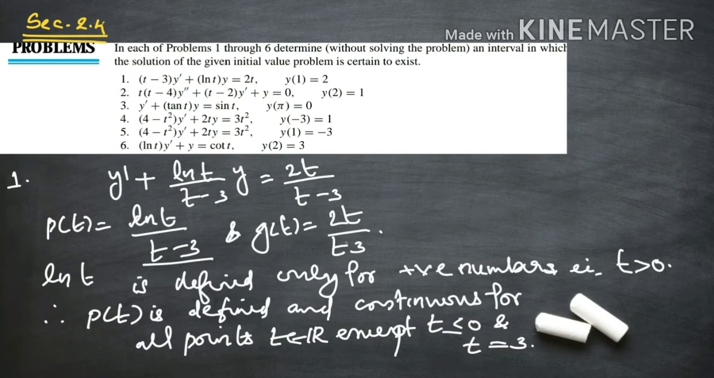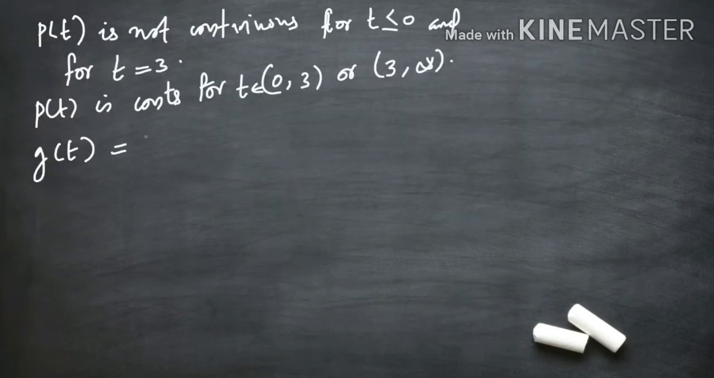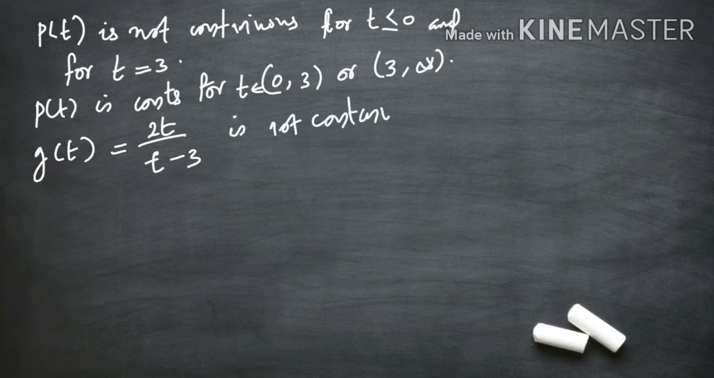g of t is the function 2t by (t minus 3), isn't it? This is a rational function. Both numerator and denominator are polynomials; 2t is a polynomial which is defined, continuous and differentiable, and t minus 3 is also defined, continuous and differentiable. But when we consider g of t as a rational function, it is not defined, or not continuous, at t equal to 3. So at t equal to 3, g of t is not defined, therefore it will not be continuous also.